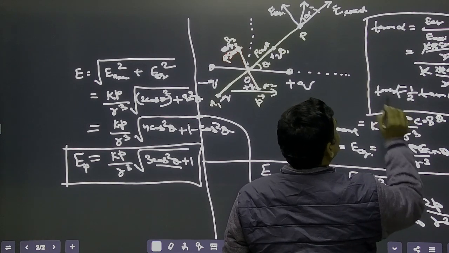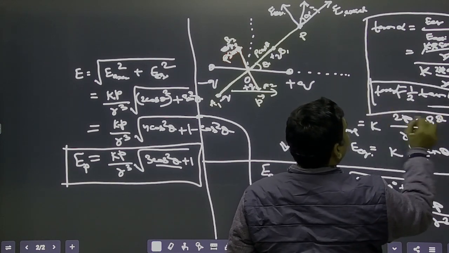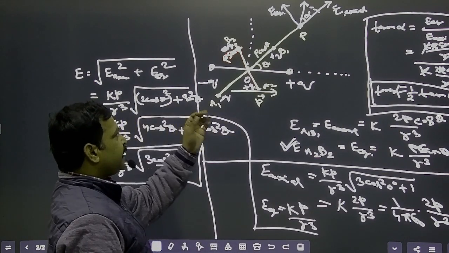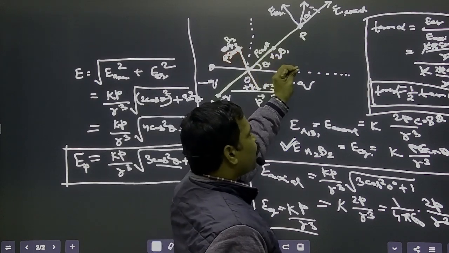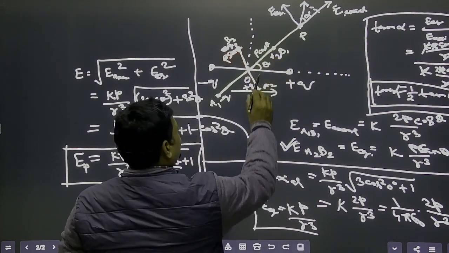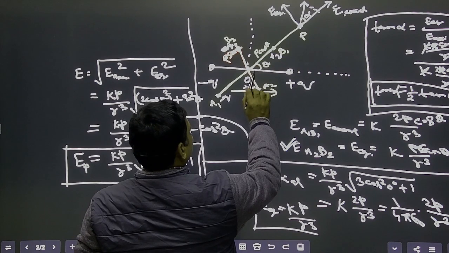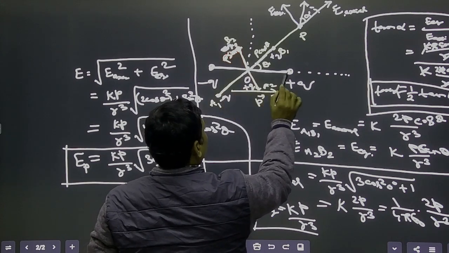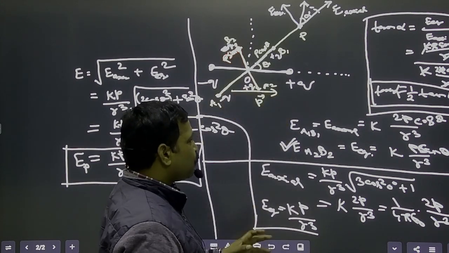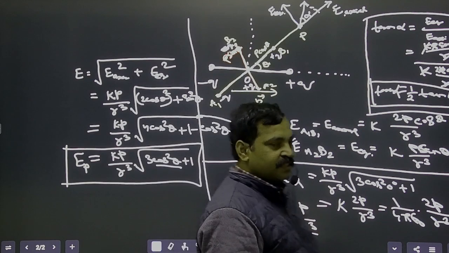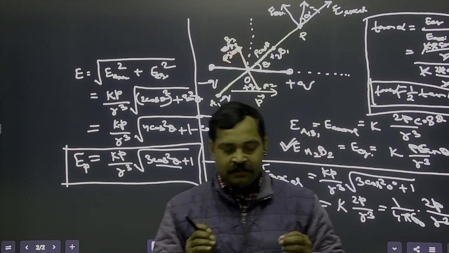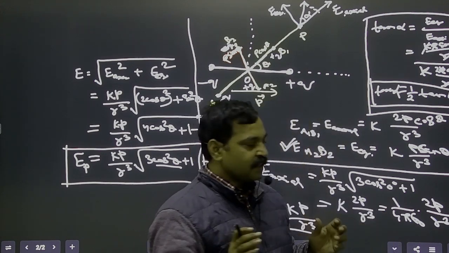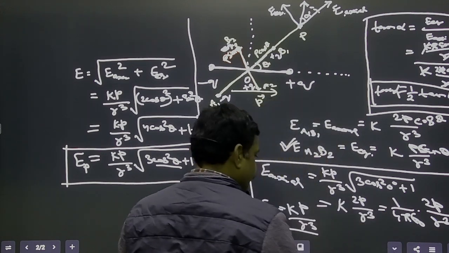So this is an important relationship for the direction of the electric field intensity at any point if the angle theta is between the reference line and the dipole. So tan alpha is equal to half tan theta. So this is a very important derivation. You all can practice, and in the CBSE exam there is a possibility you can get a question. Thank you.